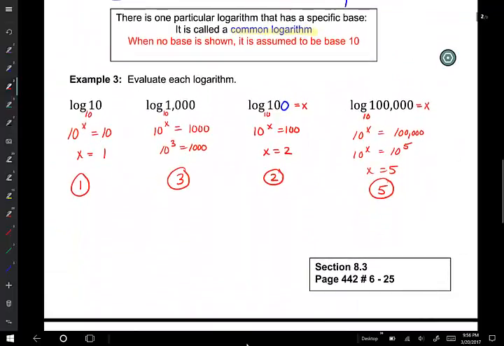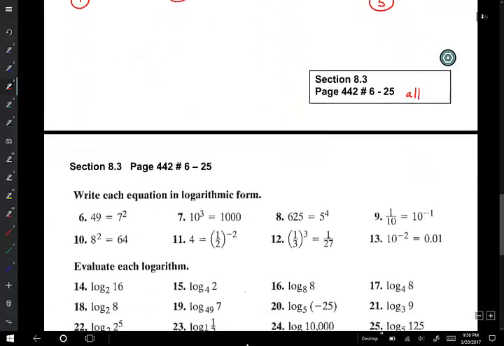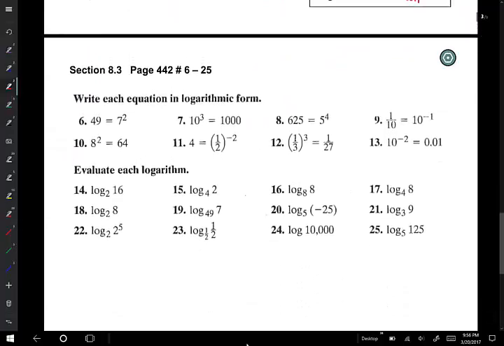Our homework is going to be page 442, numbers 6 through 25 all, and I have put that on the next page for you to make it a little bit easier for you to kick this off.